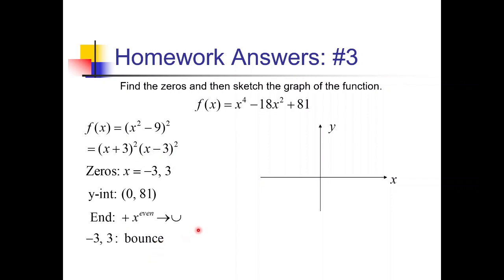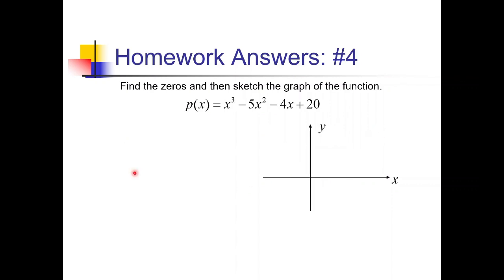So putting it all together, let's do our x-intercepts, -3, +3, and the y-intercept, (0, 81), somewhere up here. We're just sketching it. And now we're starting, we said, above the x-axis, and we are bouncing off of -3, going through the y-intercept, coming back down and bouncing off of 3, and then going up forever, just like we said we would.